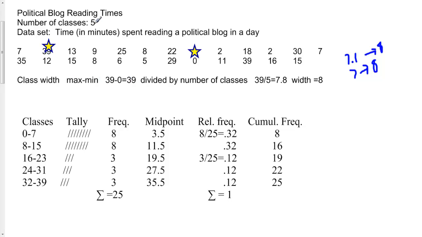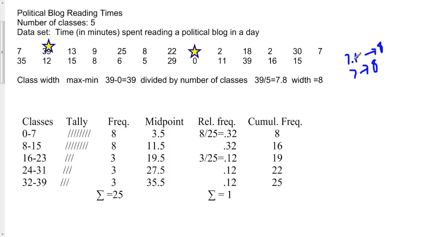I was told that I want 5 classes, so I'm going to divide 39 by 5, and that gives you 7.8. Now remember, with class width, it's a different kind of rounding. It's called rounding to the next convenient integer, or next convenient number. So the class width is not going to be 7.8, it's going to be 8.